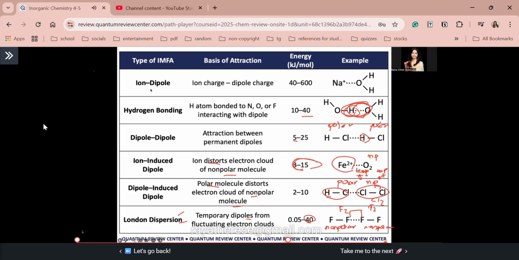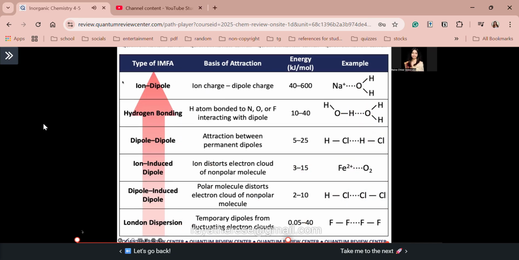Lastly, with the strongest IMFA and with the highest energy, it's the ion-dipole interactions. So that is between an ion and a dipole. So that's between an ion and a polar molecule, gaya ng water. So the positive charge of the sodium cation will be attracted to the partial negative charge of oxygen here. Okay? And that is much greater in energy compared to hydrogen bonding, dipole-dipole, ion-induced dipole, dipole-induced dipole, and London dispersion forces. Okay? So from low to high energy, thus, London dispersion forces has the weakest attraction, while ion-dipole forces have the strongest attractions.